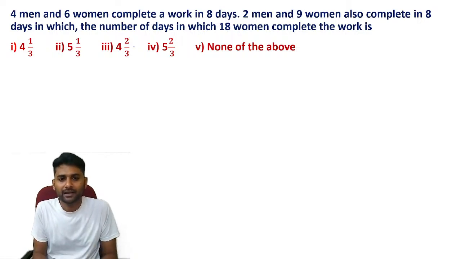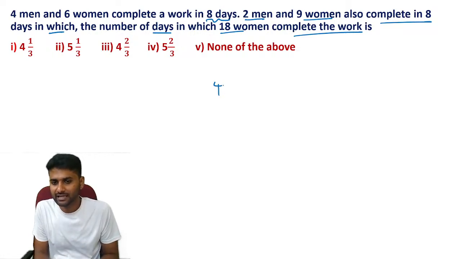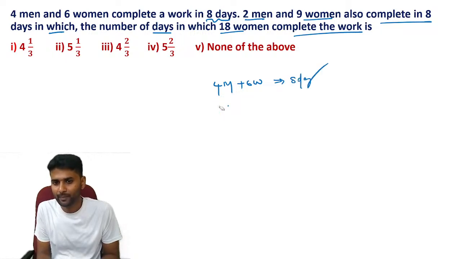Now, 4 men and 6 women complete a work in 8 days. 2 men and 9 women also complete the work in 8 days. Then find the number of days in which 18 women can complete the work. They clearly mention that 4 men and 6 women take exactly 8 days, and 9 women and 2 men complete the work in 8 days. Work is the same, right? Just equate it.